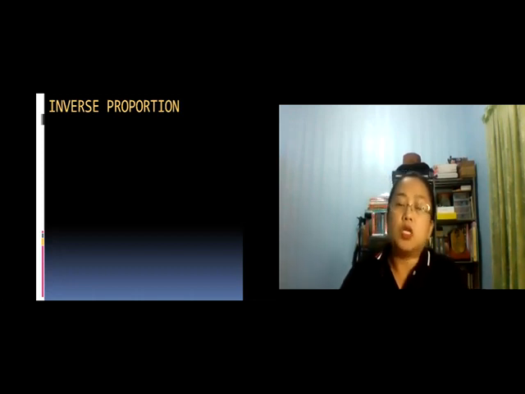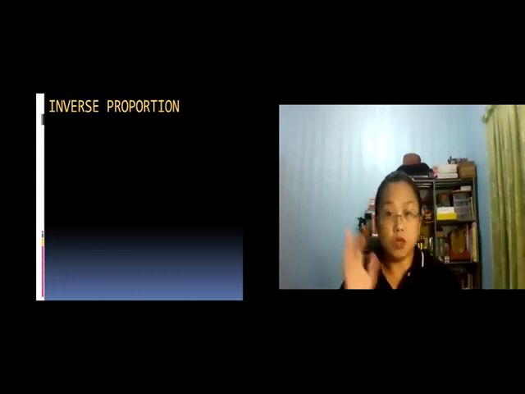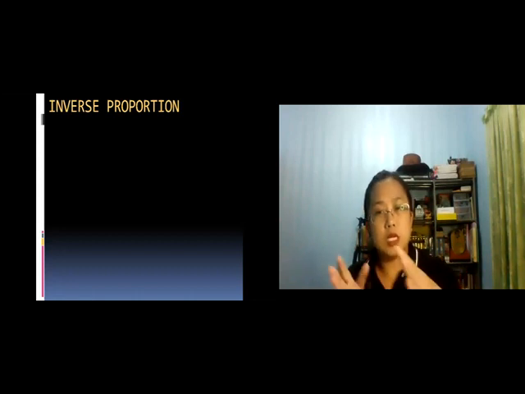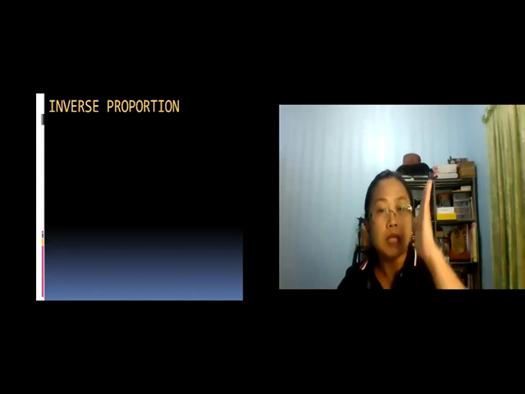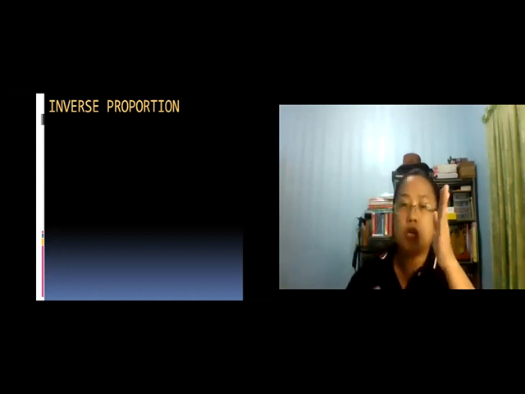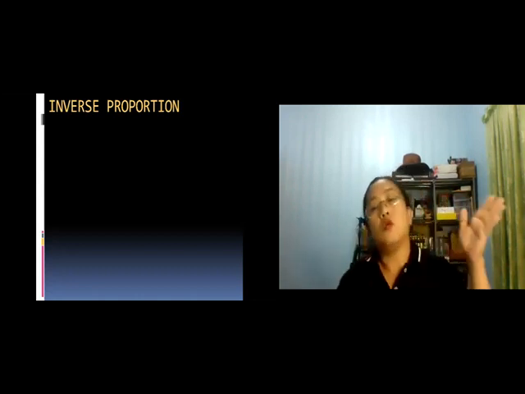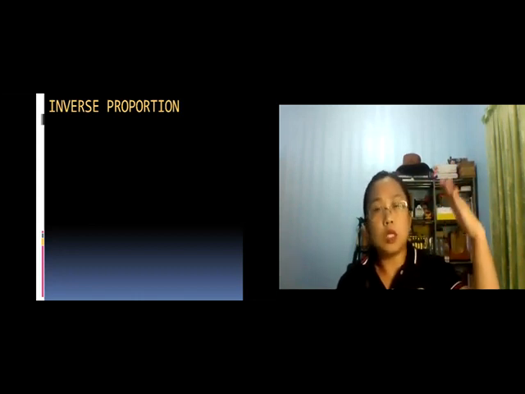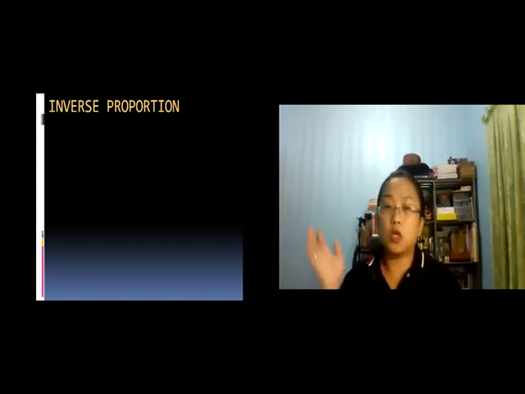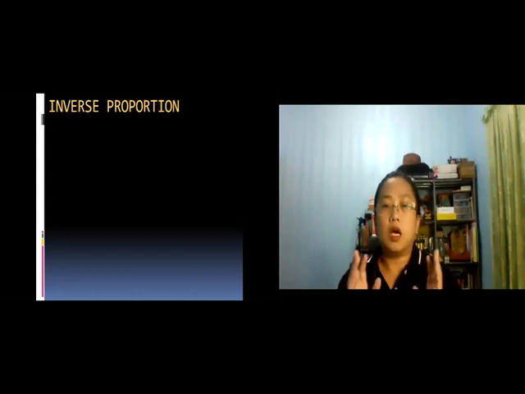Sa direct proportion, yung dalawang quantity, if one goes up, the other also goes up. Ibig sabihin, pareho sila ng direction. So kung yung unang quantity pataas or nag-i-increase, yung second quantity nag-i-increase din. Kung sakasakaling yung first quantity would go down, the second quantity also goes down. So sabay sila ng direction. While in an inverse proportion, they go into opposite direction.